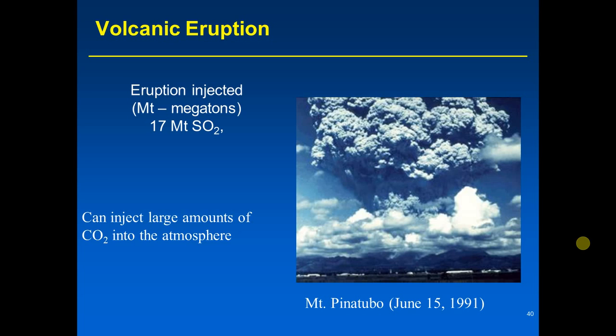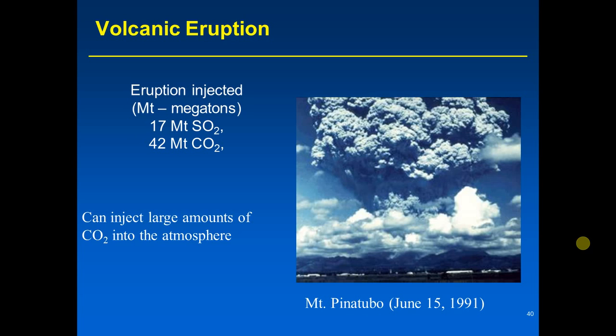Megaton is a million tons. Okay, a ton's 2,000 pounds, right? So a million times 2,000 pounds would be what? 2 billion pounds, okay? There's a lot of material. There's a lot of material released during a volcanic eruption.